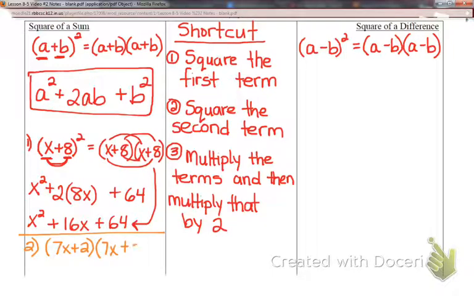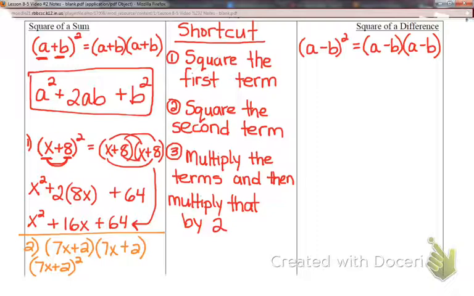Sometimes the problems won't be given to us with an exponent, like it was with the first one. But if it's written this way, you can realize that that's the same as 7x plus 2 squared, because it's taking something times itself. So we can follow our shortcut steps.